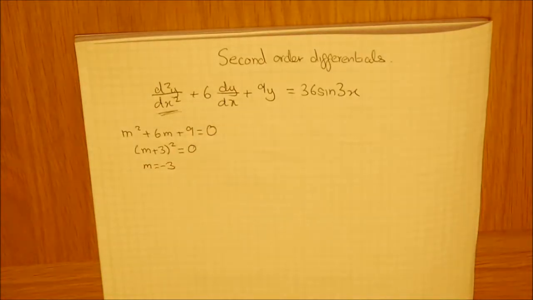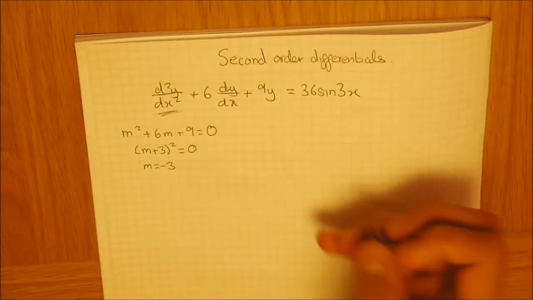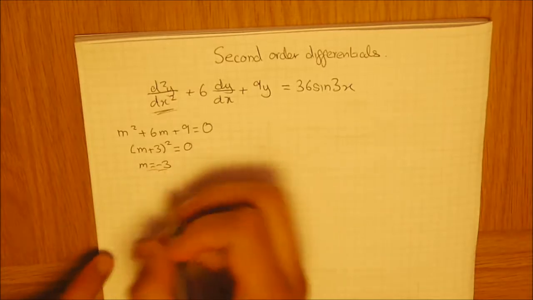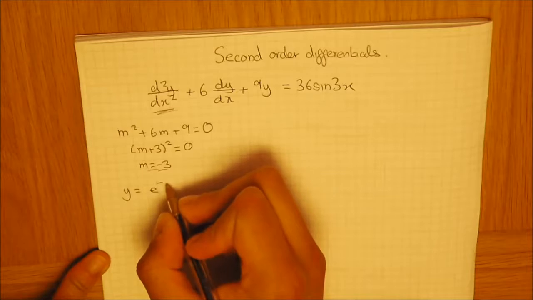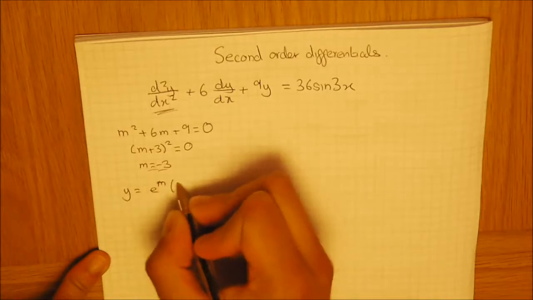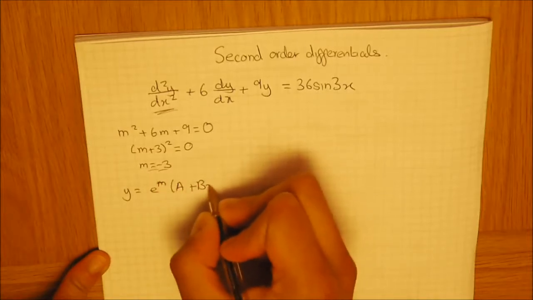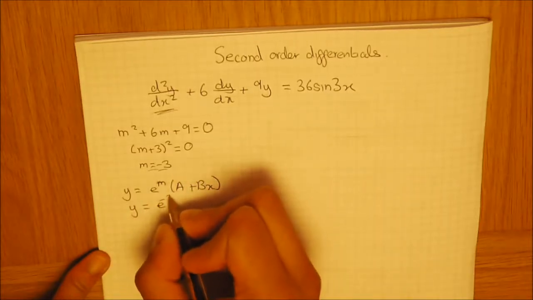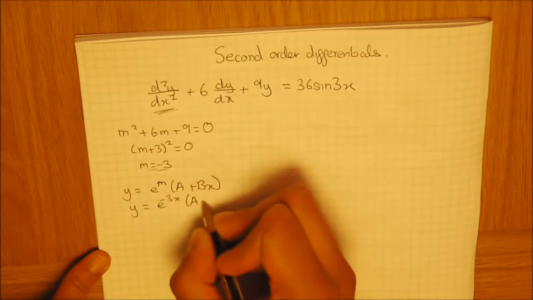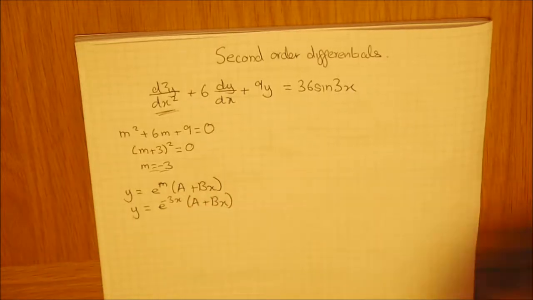What this tells us is that there is only one repeated root. The fact that there is only one repeated root is very important because it affects what our complementary function is going to be. Our complementary function with one repeated root looks like this: y equals e to the m x, times a plus bx. So in this case, it's going to be e to the minus 3x, times a plus bx. That's what our complementary function is.